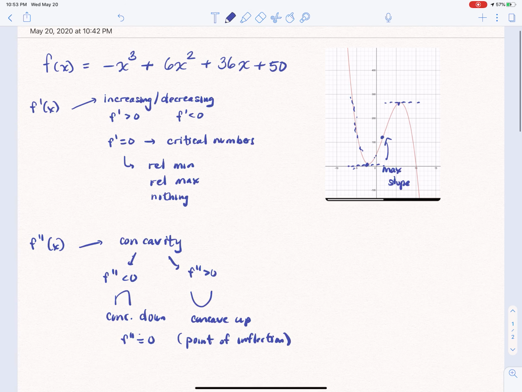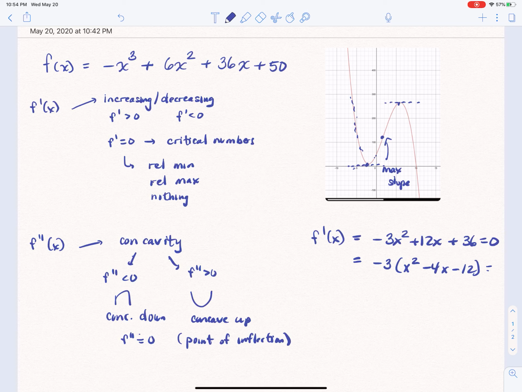So without any further ado, let's take a look at our first derivative here. f prime of x is equal to, power rule says that that's negative 3x squared plus 12x plus 36. Now we know that if we want anything interesting to happen, we want that to be equal to 0. It's never undefined, so we don't have to worry about any critical points coming from that. Now the easiest way to solve this is I'm going to factor out a negative 3. Negative x squared minus 4x minus 12 equals 0. For a minute I thought I wasn't going to factor, but it will.